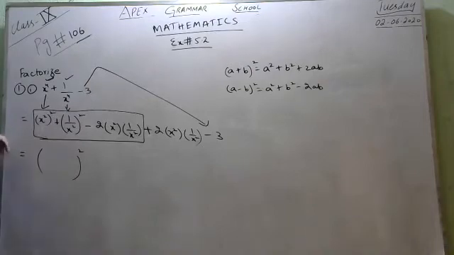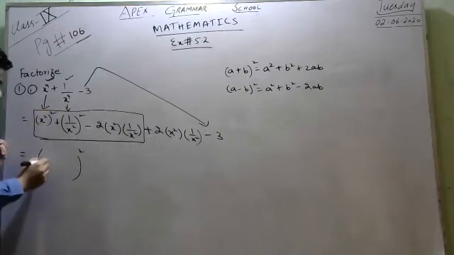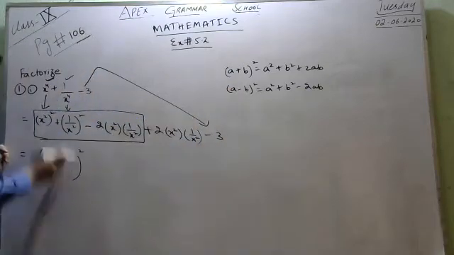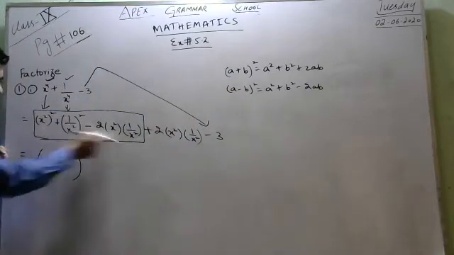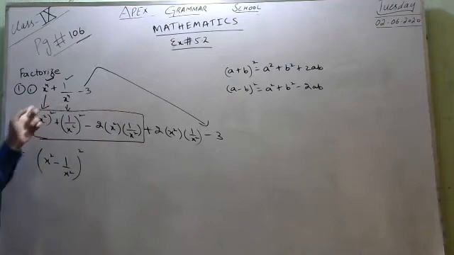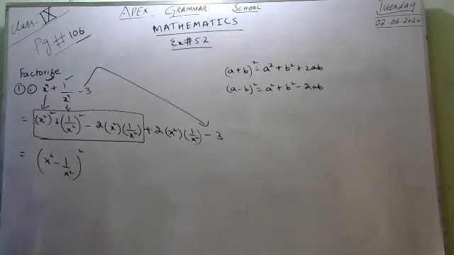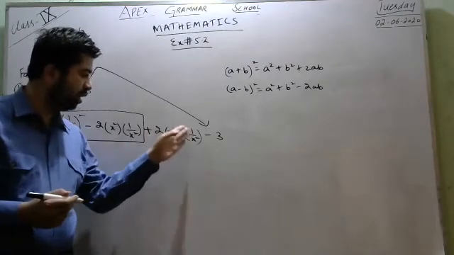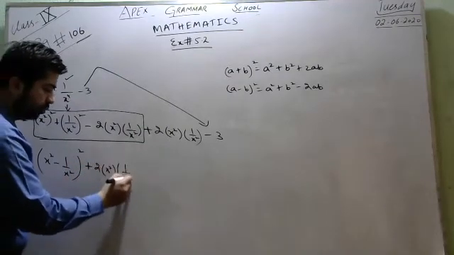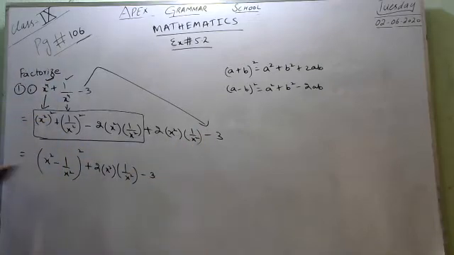Now, what is the value of A here? X square. Beneath this square, that is A. After that, minus, because this is minus, then B. What is the value of B here? Beneath this square, this is B, 1 over x. So this combined is A minus B whole square. After that, plus 2 times x square into 1 over x square, and then this minus 3. I hope you got it up to this step.